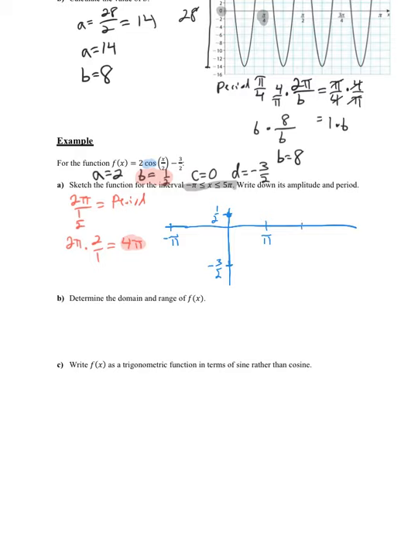There's pi, 2 pi, 3 pi, 4 pi, 5 pi. One period of this function is 4 pi. So I know it's going to hit the maximum at 4 pi again. It won't hit the maximum until then.